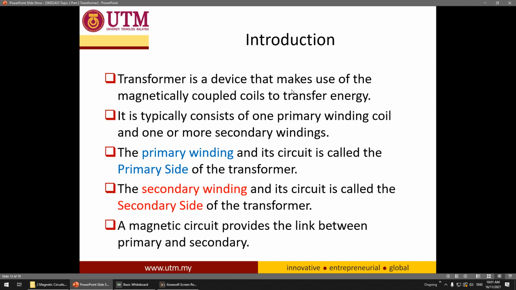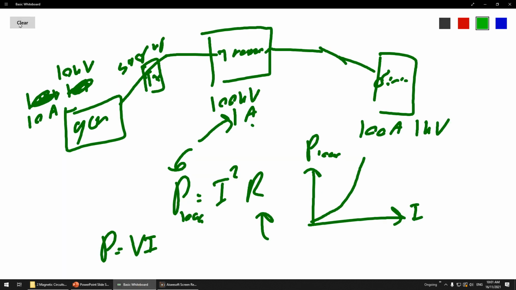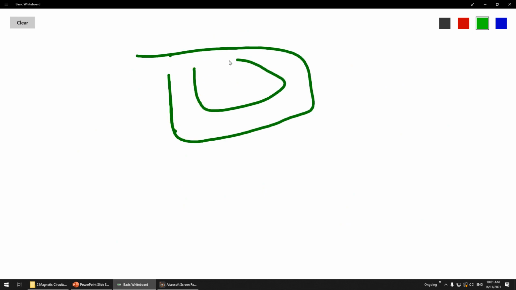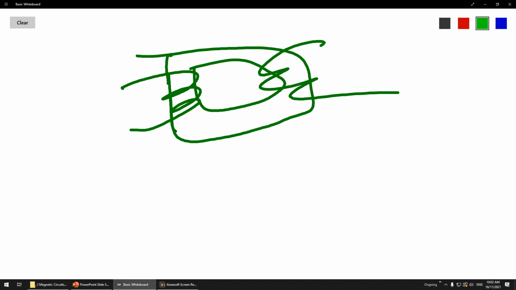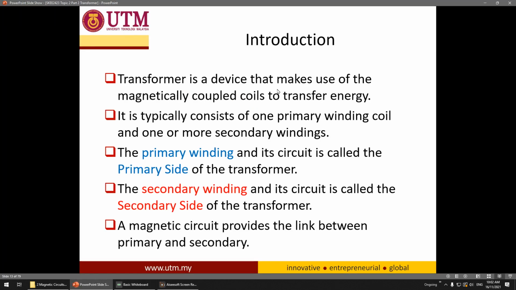Okay, a transformer is a device that makes use of magnetically coupled coils to transfer energy. So what does this mean? You have a magnetic core, something like this. Okay, and then you have a winding here and a winding here. A transformer makes use of magnetically coupled coils to transfer energy. It typically consists of one primary winding coil and one secondary.